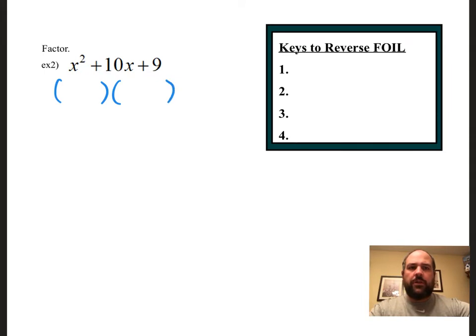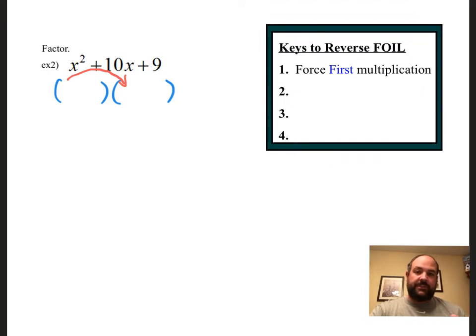And what we're going to do is figure out how this trinomial should break up into the two sets of two terms. So the first thing we're always going to do is make sure that we force the first multiplication to work out the way we want it to. Remember, reverse FOIL, that means the first multiplication would be the first term in the first set of parentheses times the first term in the second set of parentheses.